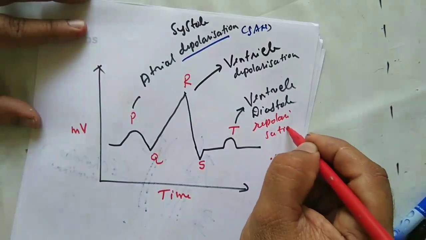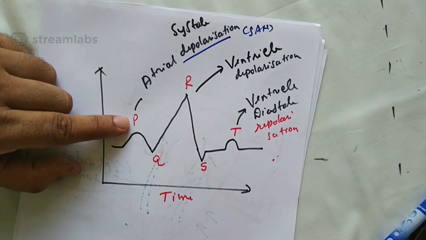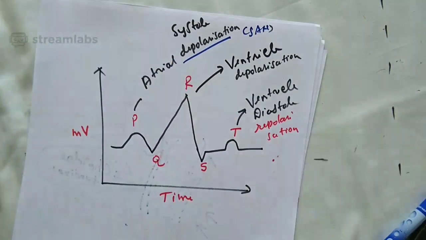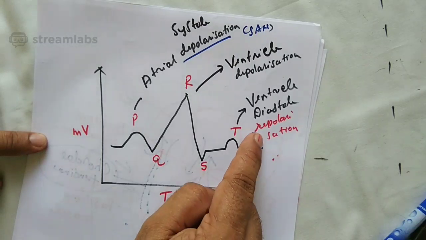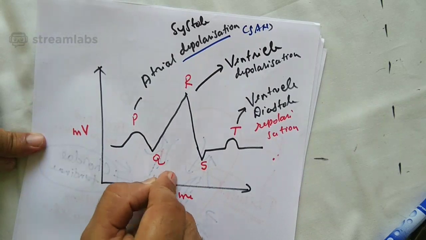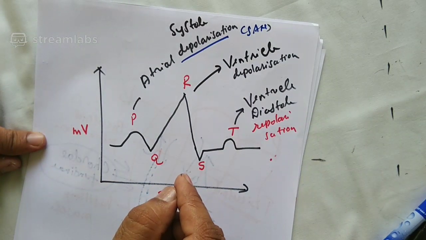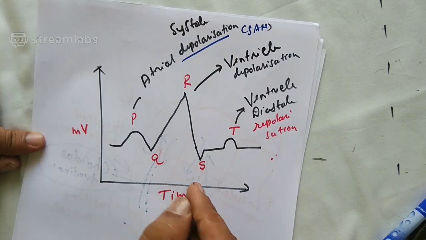Ventricle repolarization. Hope the matter is very clear. So atrial depolarization, ventricle depolarization, ventricular repolarization. Tell me which is not given here. Yes, atrial repolarization is not given. Reason?